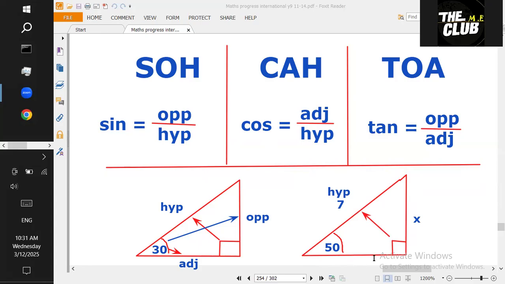We don't want to find it, so we don't write the name of this line. Okay? So we have it or we want to find it. And this line, which is the x, is what? Very good. It's opposite to the angle. So we write opposite next to it. So basically, we look at the lines that we have. We have the height, which is h, and we have the opposite here, which is o.